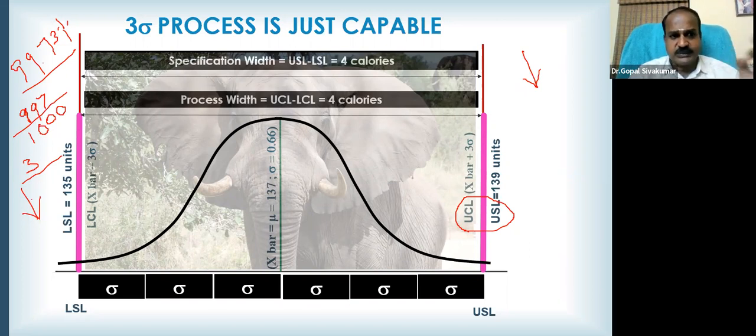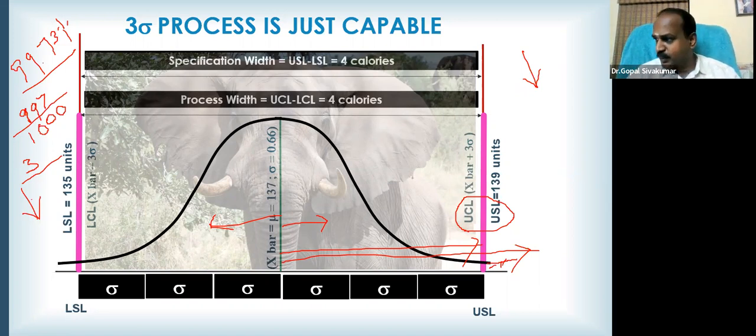The elephant is nothing but your business process. Your business process also is prone to deviations. You can't expect the business process central tendency to stay always on the target. The central tendency itself can shift to the right or to the left. The process spread, what you are seeing here, is spread up to the control limit. This process spread also can increase. If this process spread increases, the control limit will stretch further. If the control limit stretches further, the portion of the curve will also get extended. That means the rejections will be more.